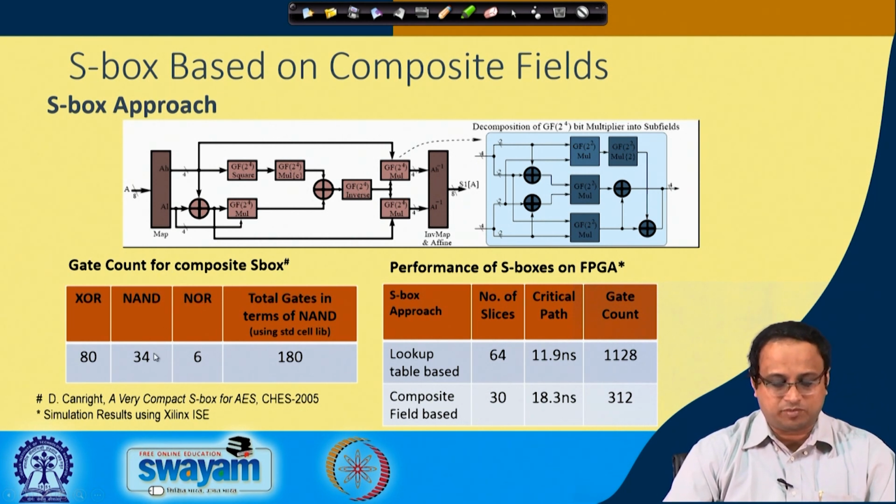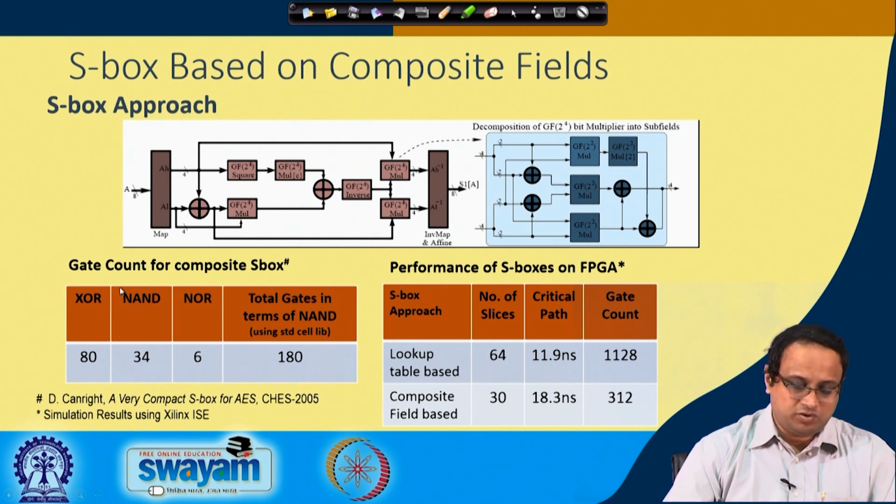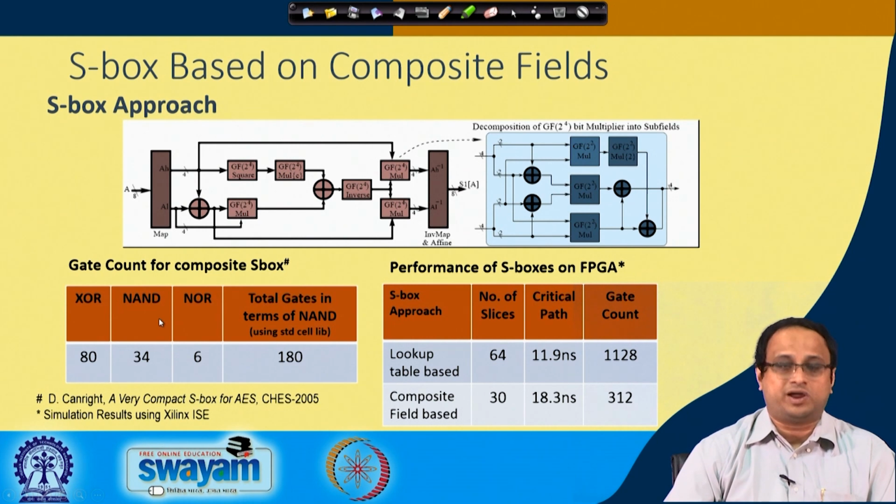Let us not be bothered about this architecture right now, but just try to see the benefits. For example, when measuring the gate counts for composite Sbox implementations, here are some figures which have been provided to us. When you are calculating the composite Sbox implementation, you can see the number of gates which are required to do this design.